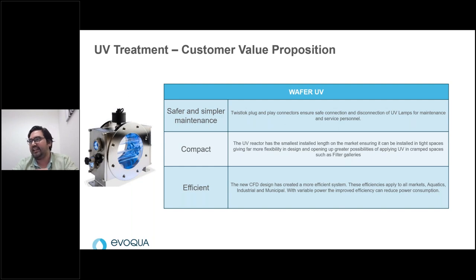Therefore, it can fit any compact area that you want to consider to include a UV system. It can be installed horizontally or vertically. And lastly, we have an efficient design. It also has the intensity dosing system, which can regulate the intensity from 100% to 30%, depending on the existing parameters of the pool, like reduced flow rate.